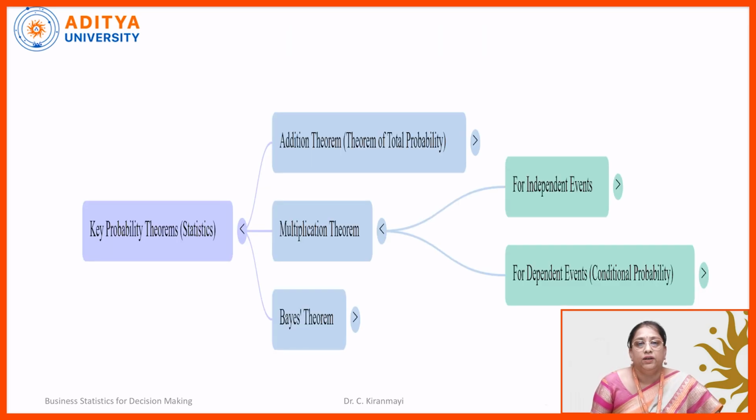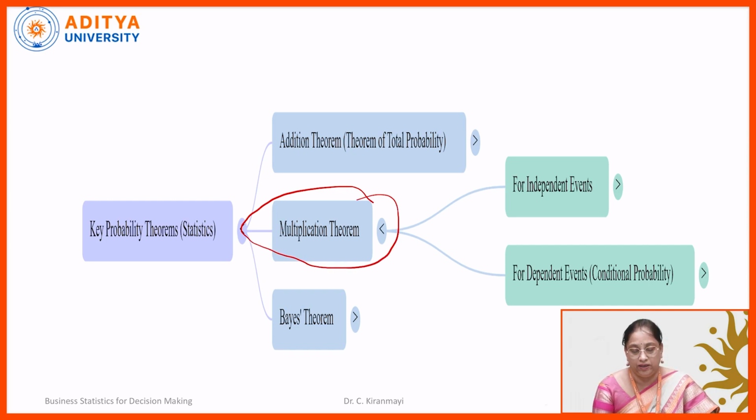So, we have various theorems on probability based upon the types of events. We have to apply that particular theorem. In the previous lecture, we have understood what is probability, what are the various types of events, and what are the various types of probabilities. Coming to this present lecture, I am going to talk about the multiplication theorem.